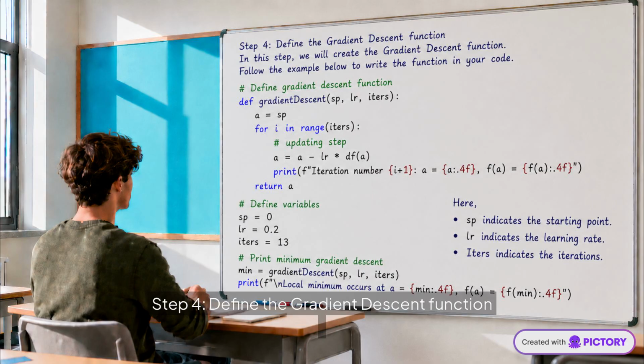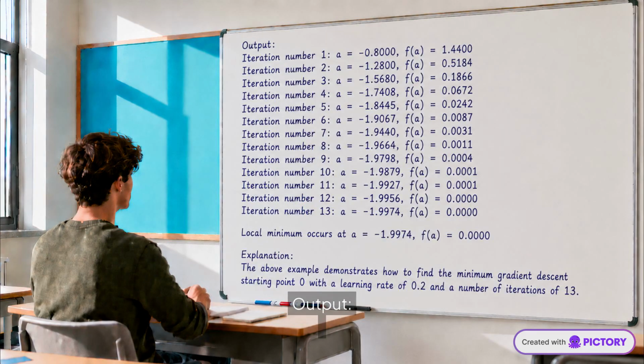Define variables: sp equals 0, lr equals 0.2, iters equals 13. Print minimum: min equals gradient_descent(sp, lr, iters), print f"local minimum occurs at a = {min:.4f}, f(a) = {f(min):.4f}". Here, sp indicates the starting point, lr indicates the learning rate, and iters indicates the iterations. Output.